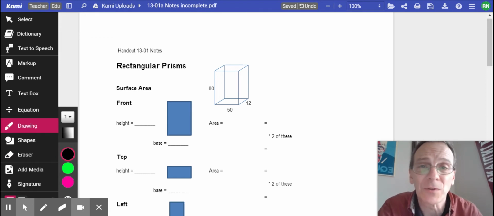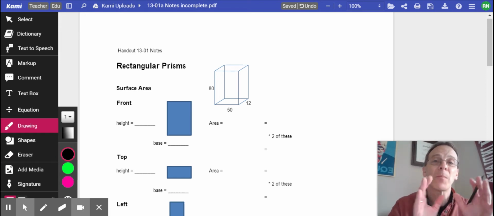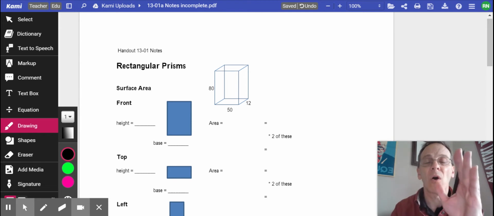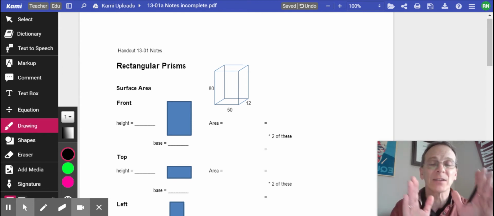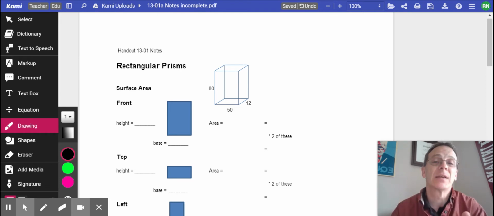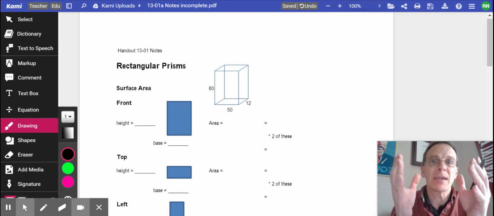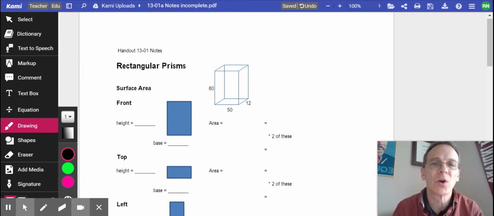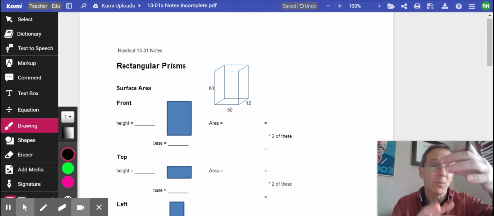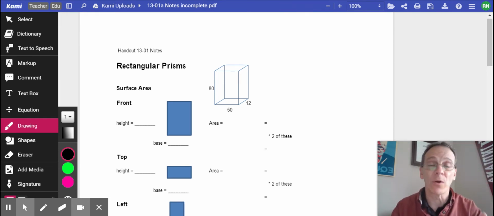So what is surface area? It's the combined areas of all of the distinct flat surfaces of the object, whether the object is a rectangular box or if it's more of a cylindrical box like a box of oatmeal, or if it's a pyramid or whatever it is. You add up the areas of all the distinct surfaces.